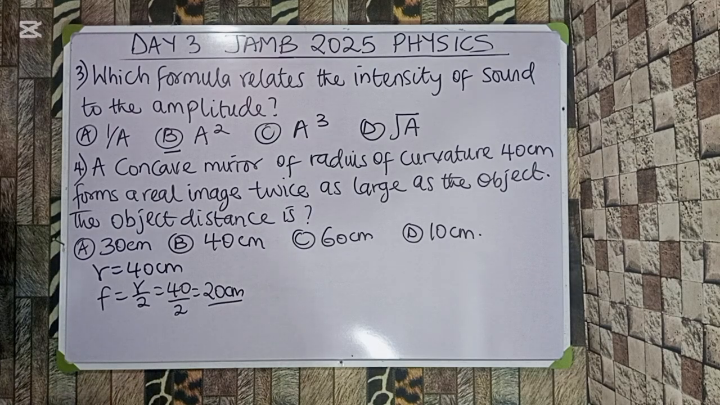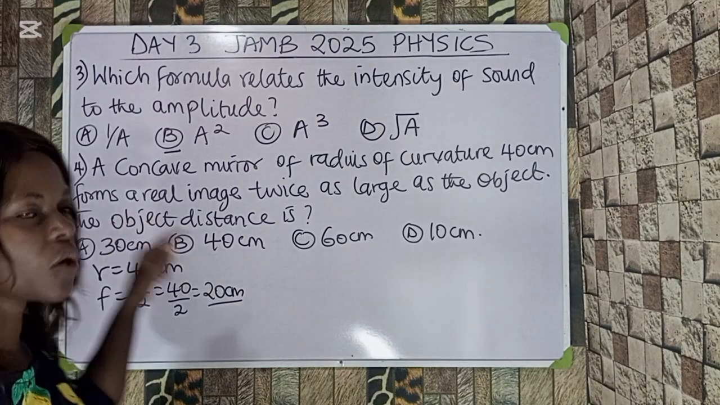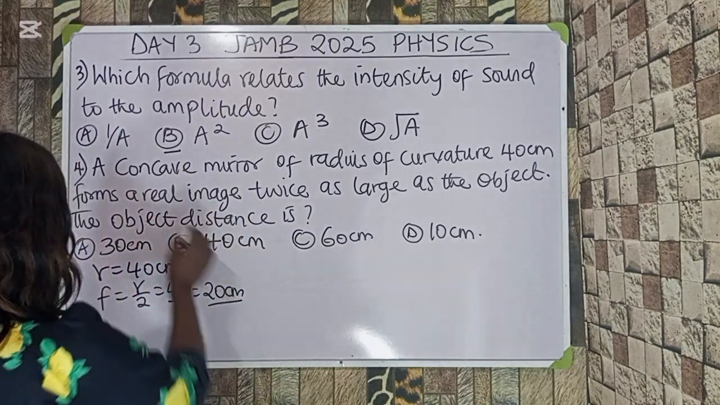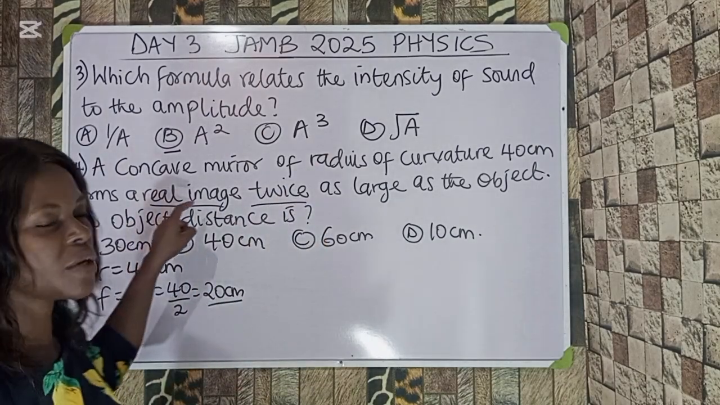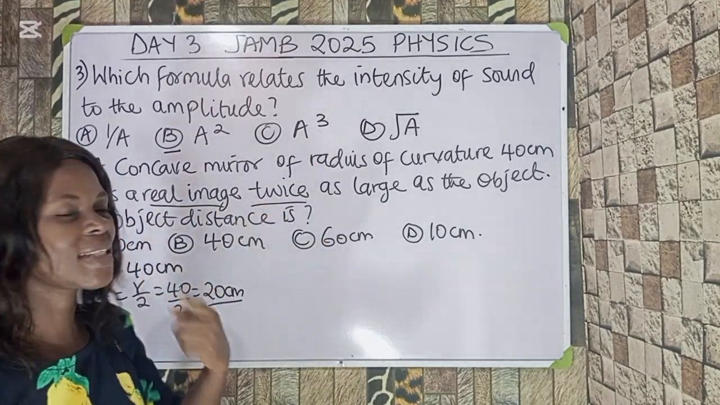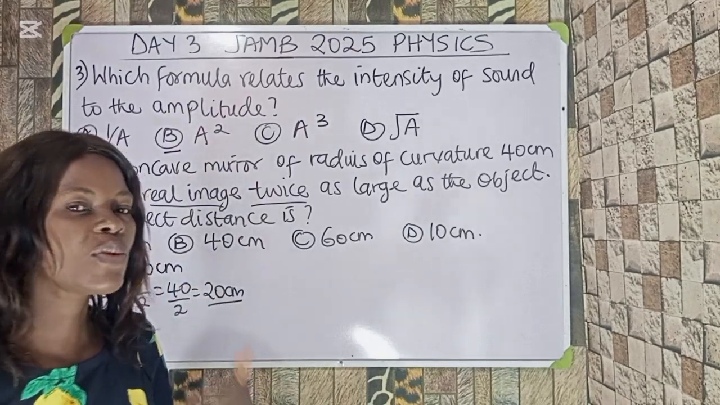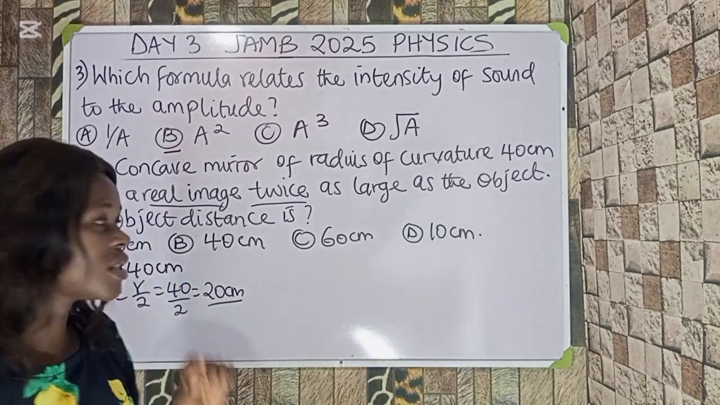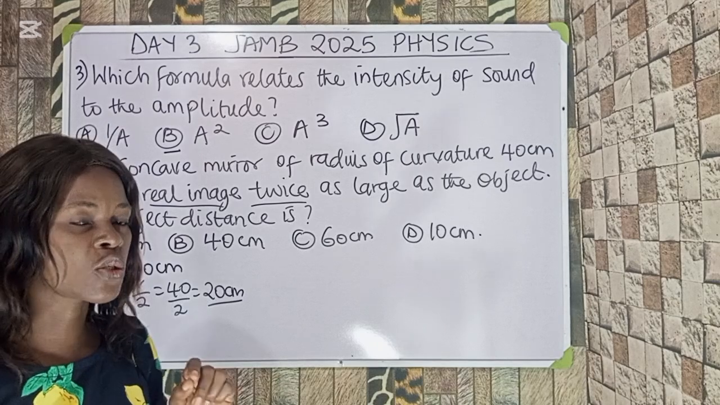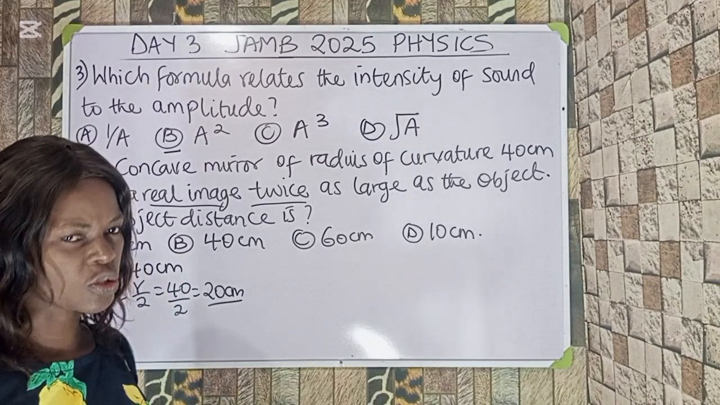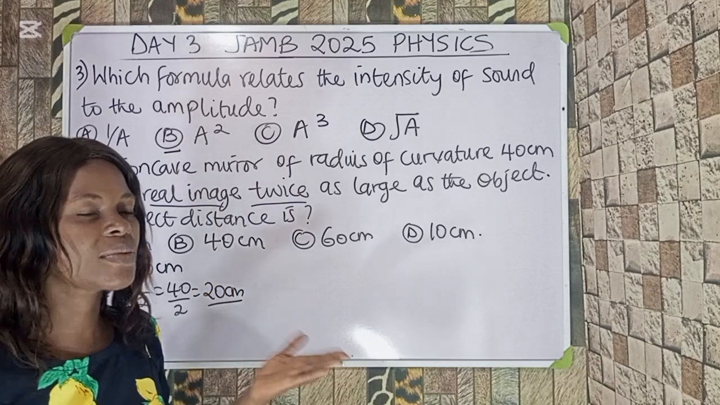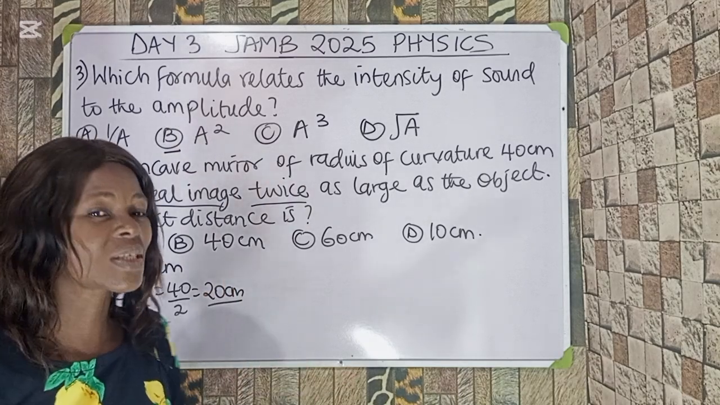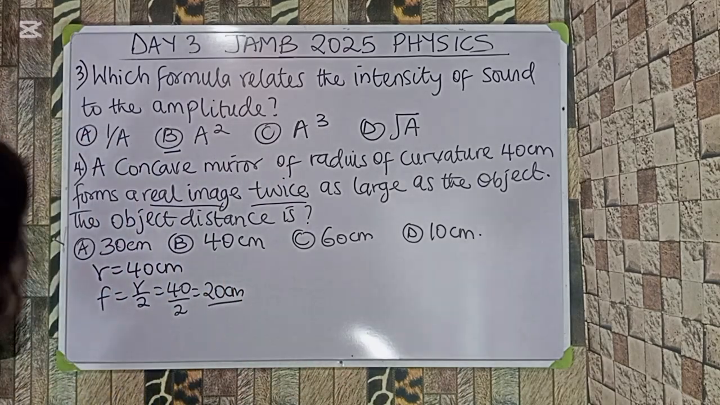Okay? Now we must understand something. The question says this concave mirror forms a real image twice as large as the object. So if you see this type of question, what they have given you is the magnification. Do you understand? Anytime you see that it forms a real image twice or 3 times the size of an object, it means magnification, right?